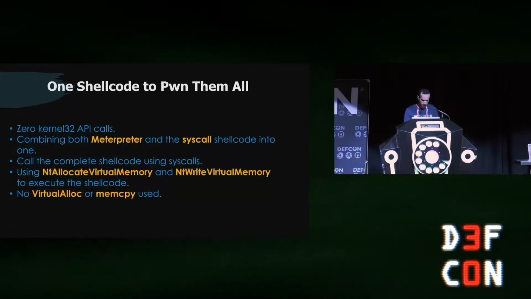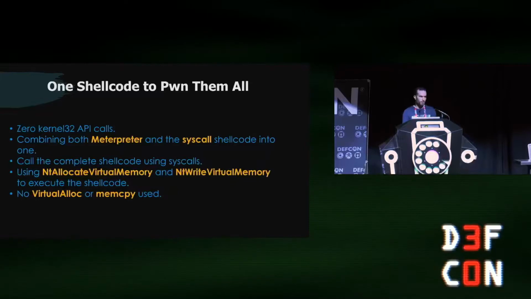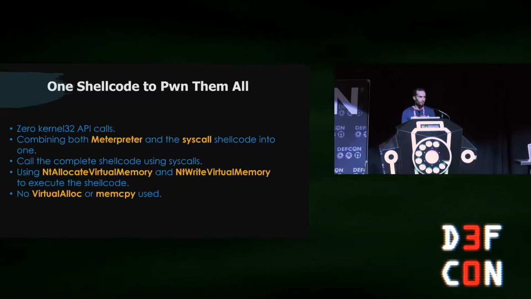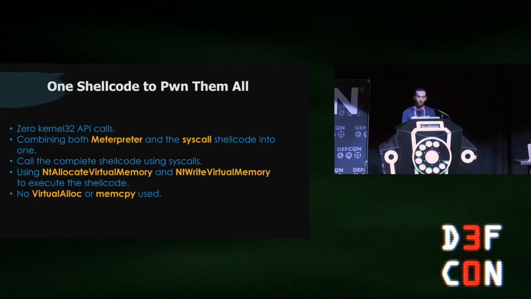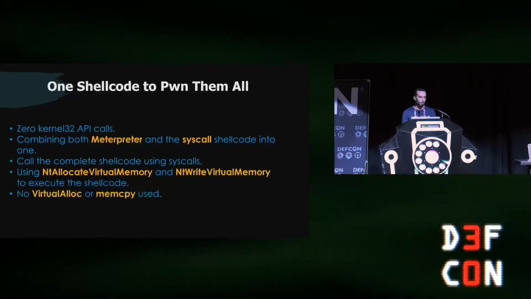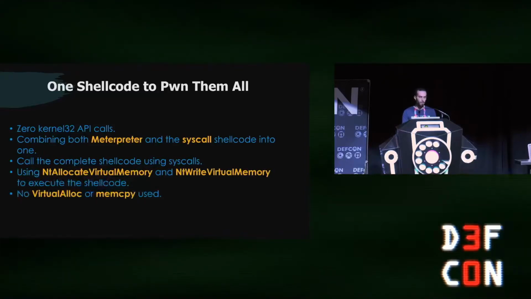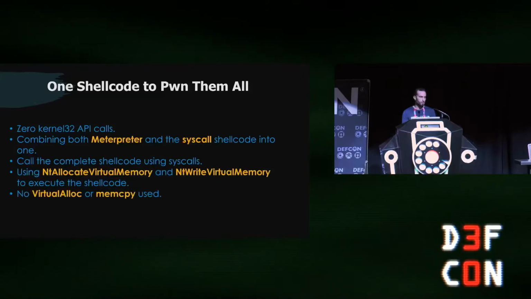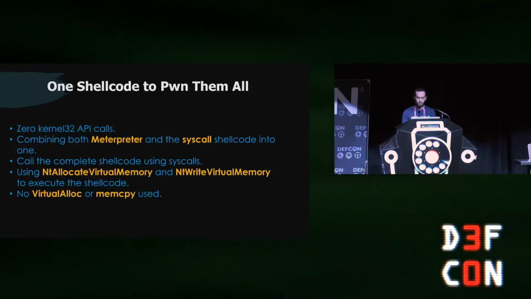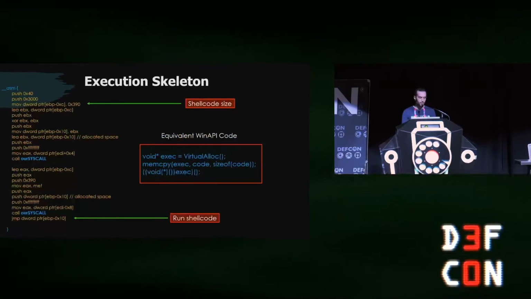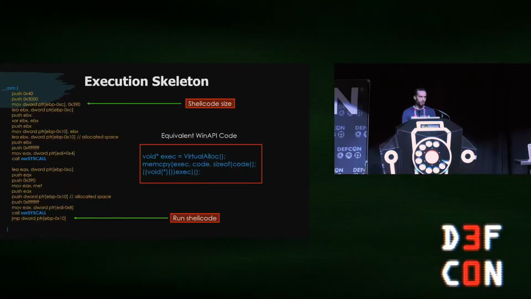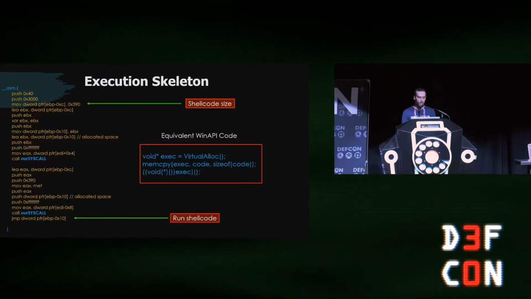So now once you have this large shellcode, a combination of the system call shellcode with the interpreter sandwiched between them, we need to execute it somehow. So you can execute this in memory if you have a vulnerability, or you can just have a C program if you're running malware. And you can use a shellcode tester if you want, but if you do that, you'll still use some kernel32 APIs. So I wrote this execution skeleton to do that, so you can avoid kernel32 APIs.